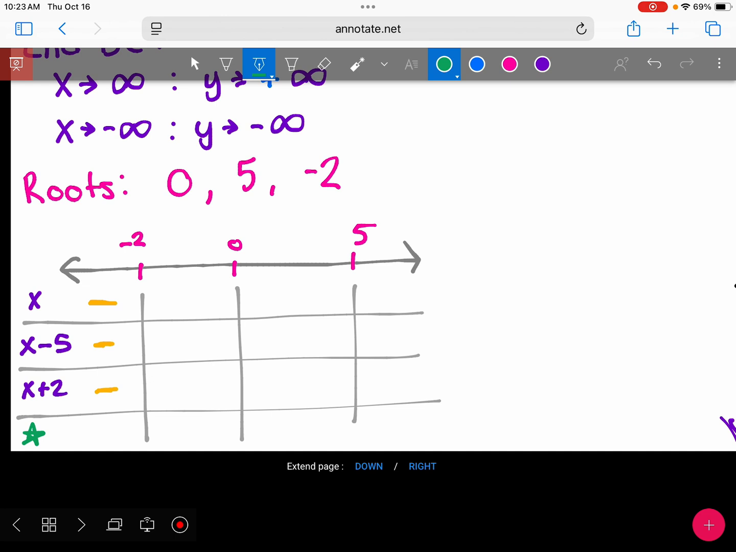So our function is made up of a negative piece times a negative piece times a negative piece. If I do negative times a negative times a negative, are we positive or negative? Negative. So my whole function is going to be below my x-axis over here. That's what this is telling us. In this zone, from -2 out, we are below the x-axis.